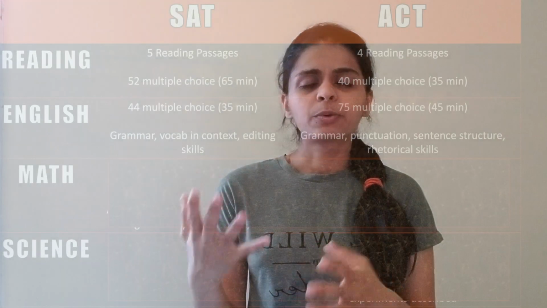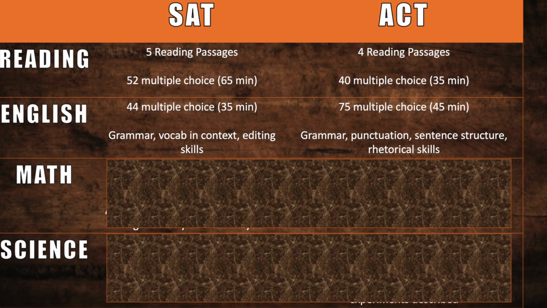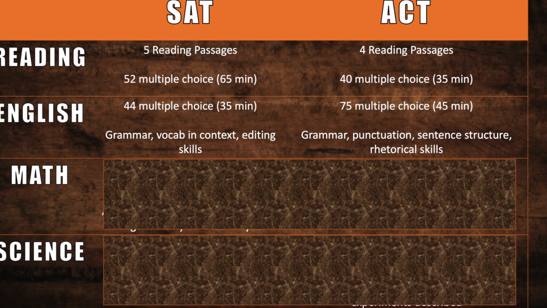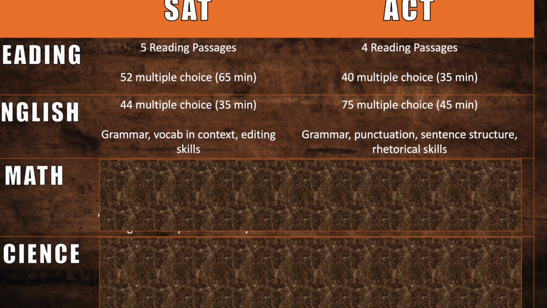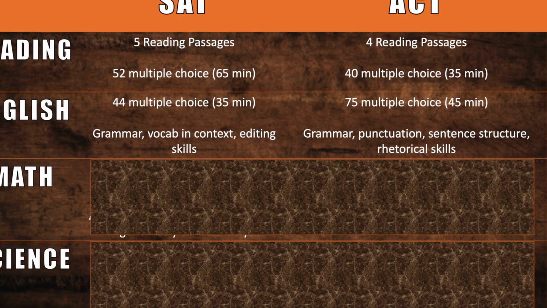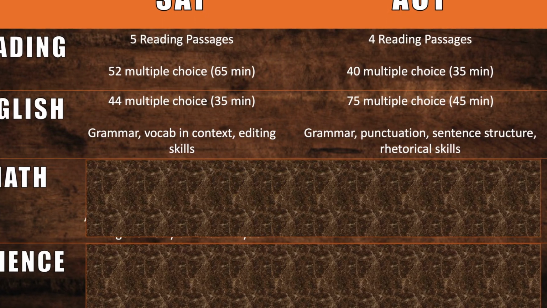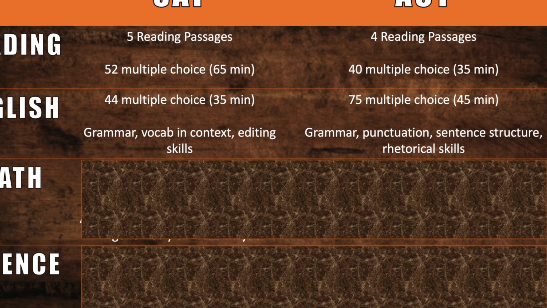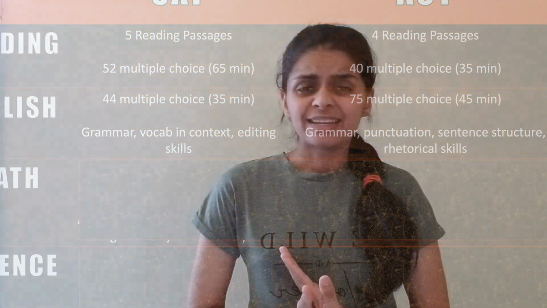Next up, we have the grammar section, or the English section rather. And this one, really, there's just a lot of overlap. So there's really not much of a difference between the SAT and ACT in terms of knowledge required, because both really require the use of about 14 different fundamental rules of grammar, and that's it.